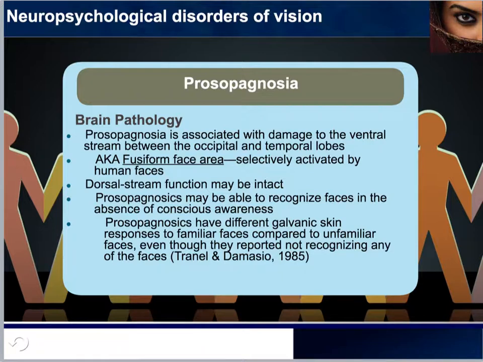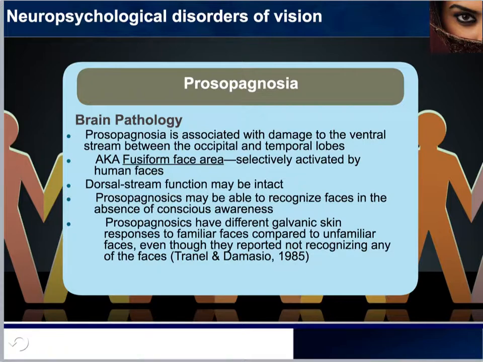The dorsal stream function for individuals who suffer from prosopagnosia may be intact. We believe this is the case because prosopagnosics may be able to recognize faces in the absence of conscious awareness. We've confirmed this when a prosopagnosic had different galvanic skin responses to familiar faces compared to unfamiliar faces, even though they reported not recognizing any of the faces. Now, galvanic skin responses basically relate to or involve electric current produced by chemical action. So if you go back to our physiological understanding of the brain, you know that changes in our skin, changes in our physiological processes, are a byproduct of brain activity.